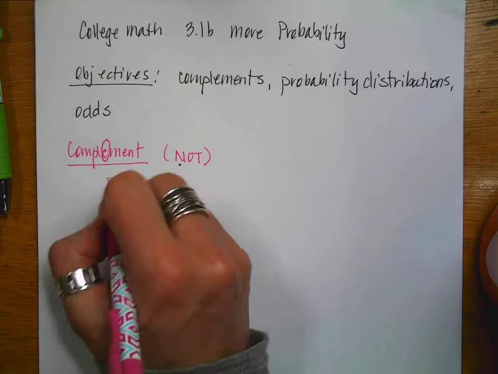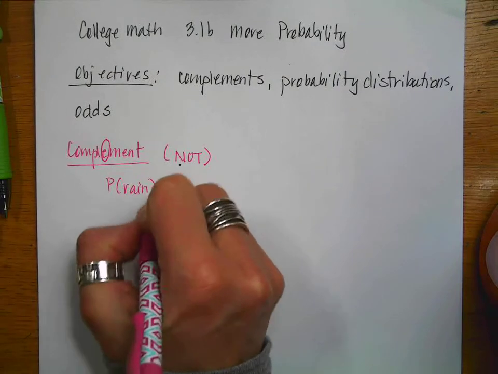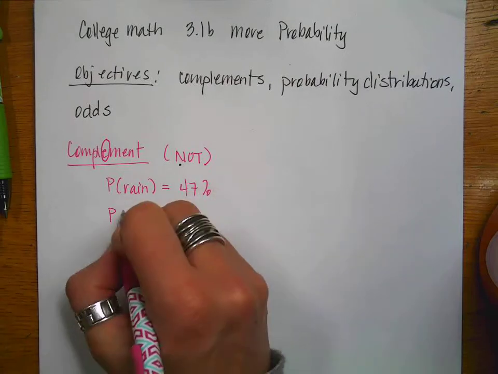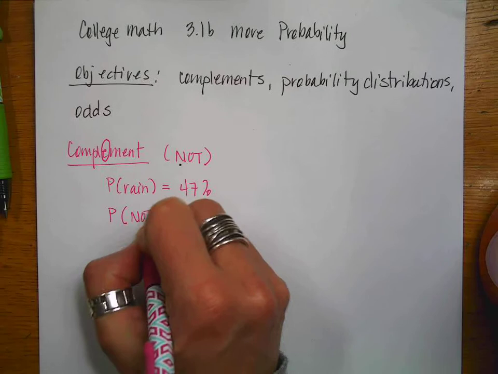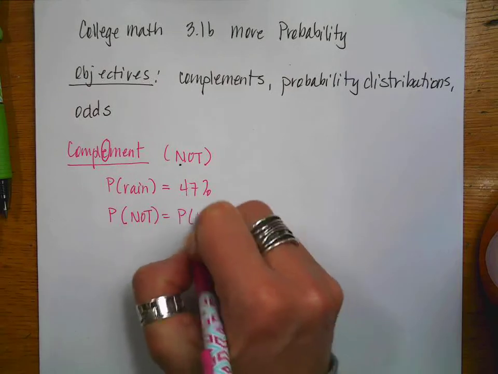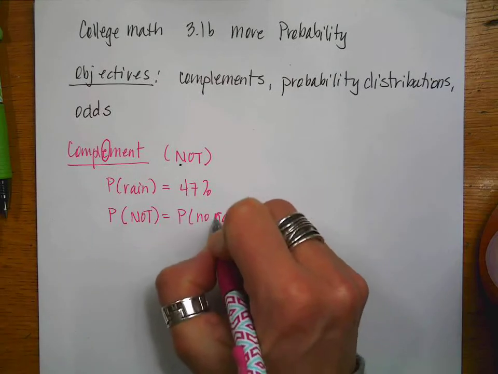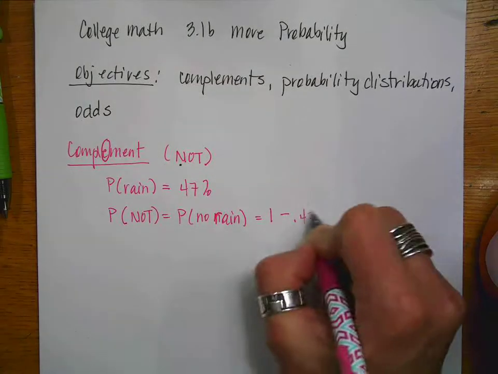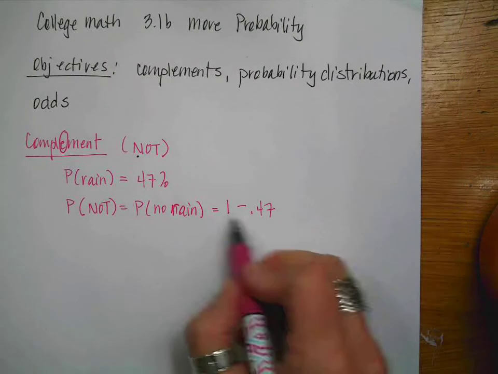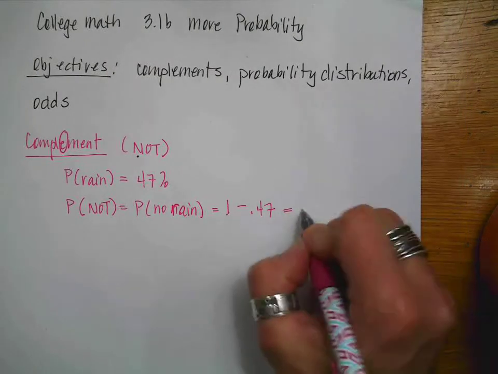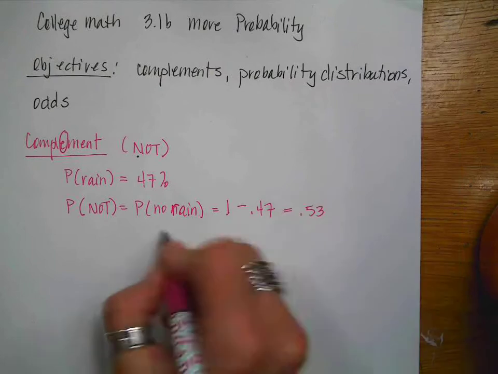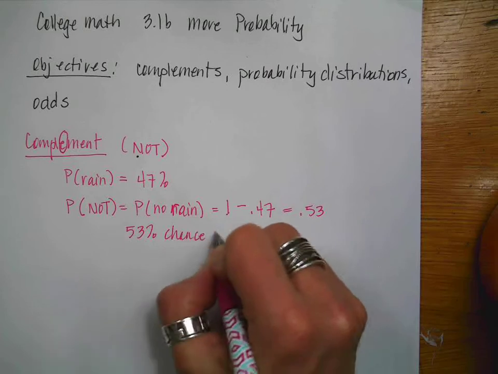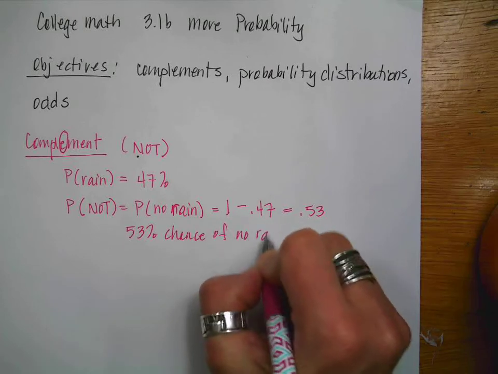So, for example, if you're told that the probability of rain is 47%, then the probability of not, which is the probability of no rain, is going to be 1 minus the 0.47. Remember, it has to be a decimal because this is 100%, and that would be 0.53. So it means that there is a 53% chance of no rain. Okay?